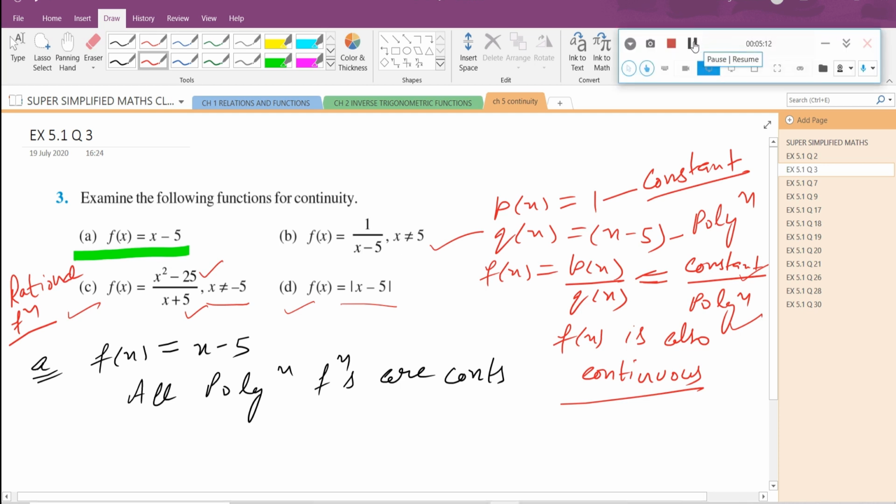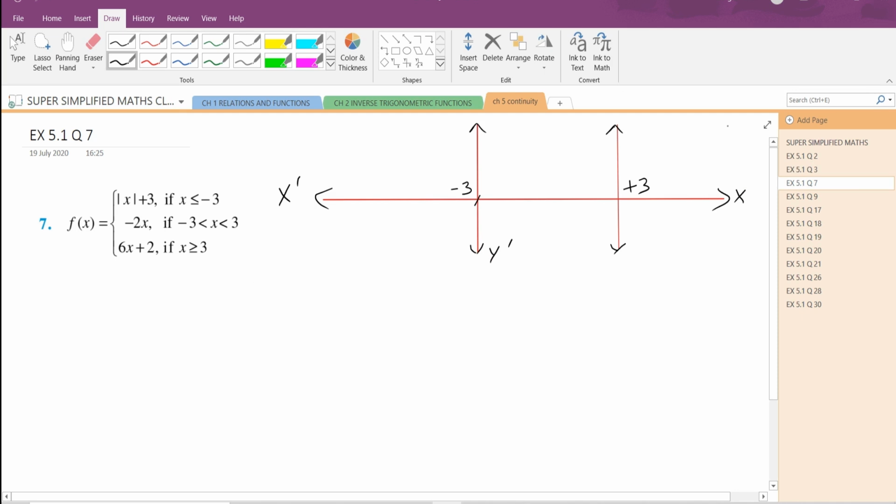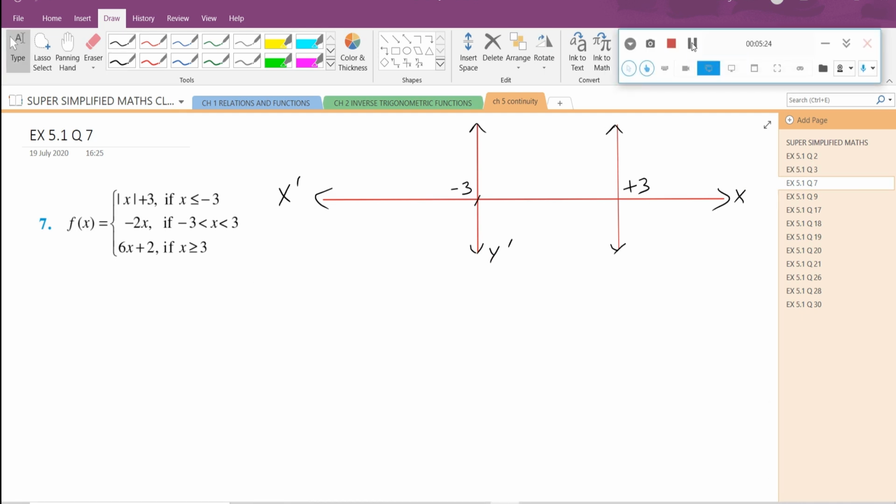Now let us move to question number 7, and question 7 says that you have to discuss the continuity of the given function. Now you are given that f(x) is equal to minus x mod x plus 3 if x is less than or equal to minus 3.